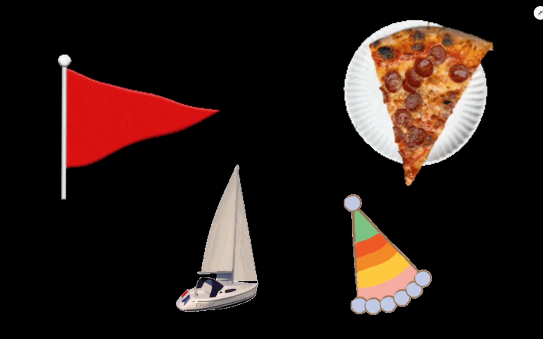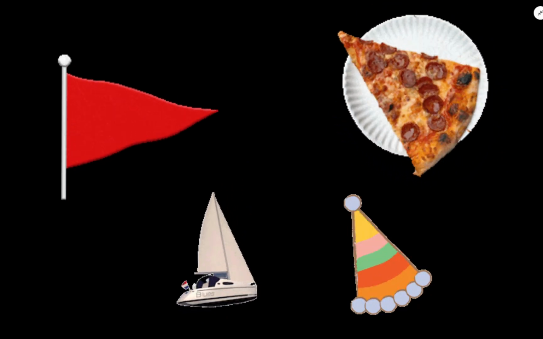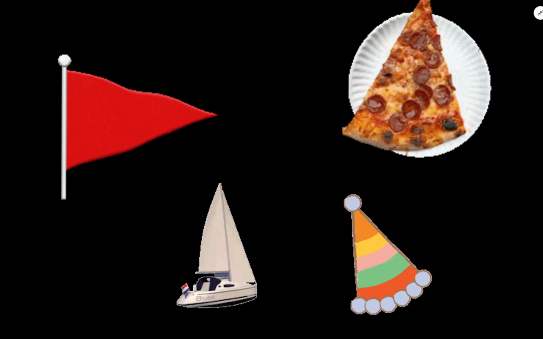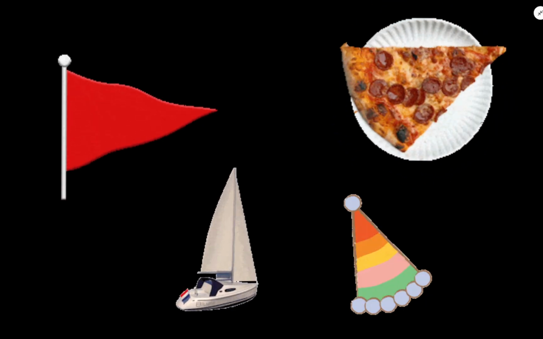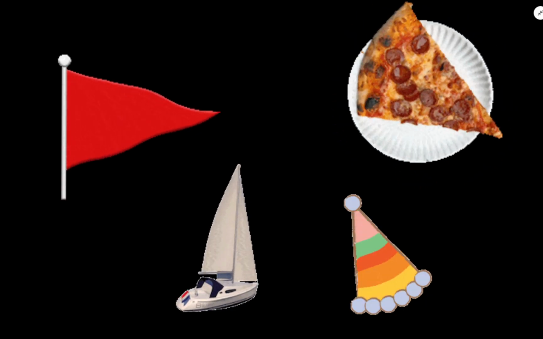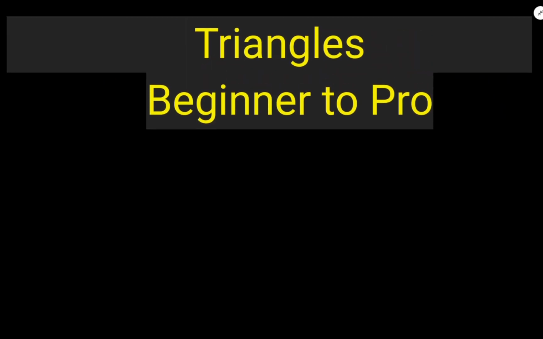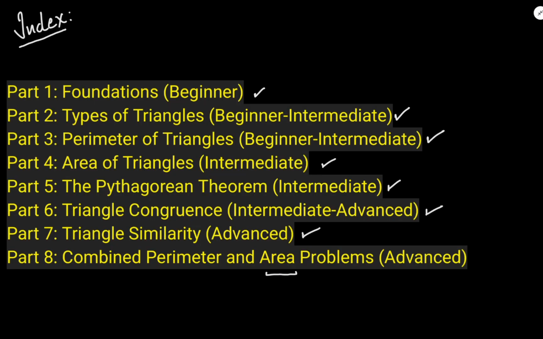So if you see these shapes around you, you will notice something that all these shapes have three corners and three sides, and this is called a triangle. Hello everyone, I am Upasana Taneja, and in today's video we are going to learn about triangles from the foundation, and then we will learn about types, perimeter, area, Pythagoras theorem, congruency, and combined advanced problem on area and perimeter.